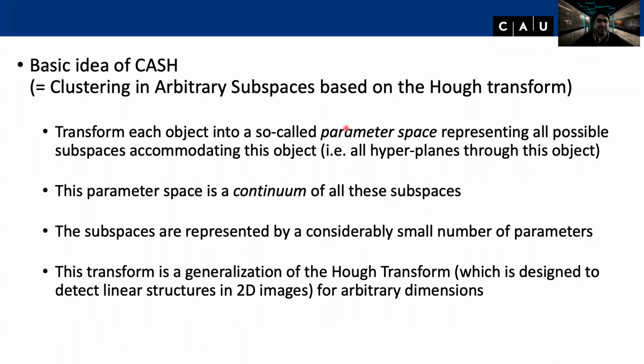So what is the basic idea of CASH, which stands for clustering in arbitrary subspaces based on Hough transform? The core idea is that we transform each object, so each point that we have, into a so-called parameter space, where this parameter space represents all possible subspaces accommodating this particular object. So, for instance, all hyperplanes that go through this particular object we are looking at.